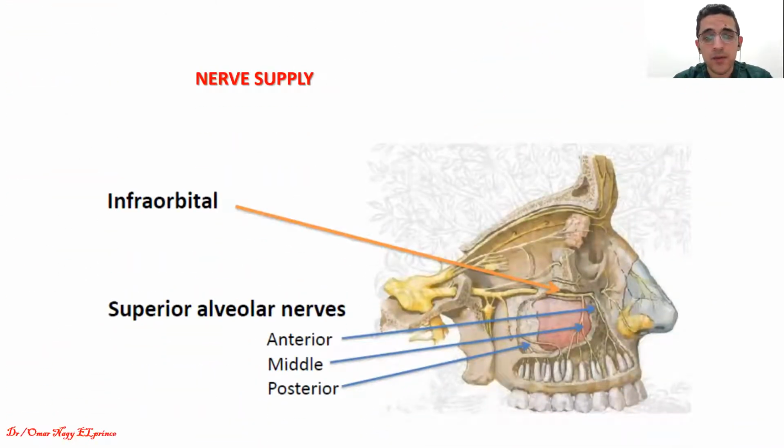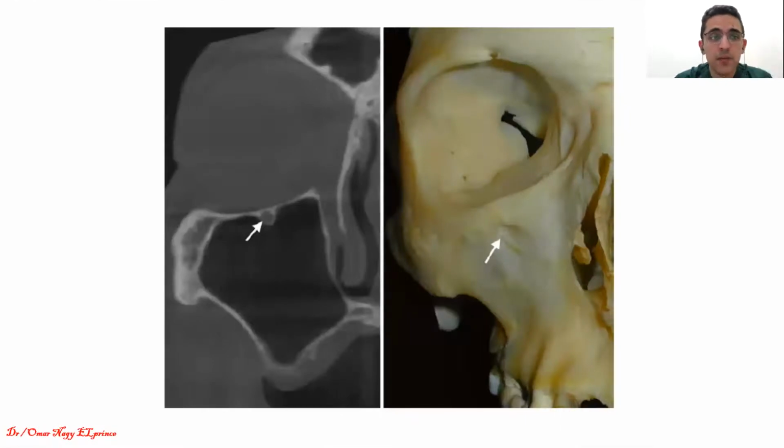النيرف سبلاي of the maxillary sinus اهم حاجه بالنسبه لنا هي حاجه اسمها الانفرا اوربيتال نيرف. الانفرا اوربيتال نيرف we can find it in the roof of the maxillary sinus، يعني بنلاقيه هنا كده في الروف قرب الانفرا اوربيتال ريم.